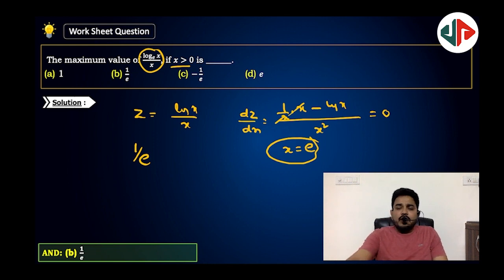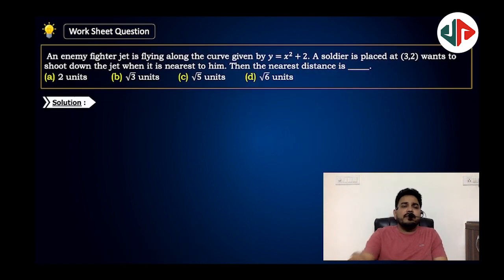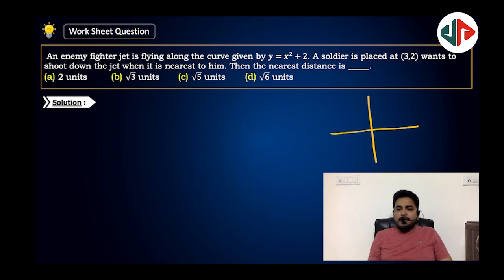Okay. Next question is, an enemy fighter jet is flying along the curve y is equal to x square plus 2. So this is the parabolic path. A soldier is placed at 3 comma 2.